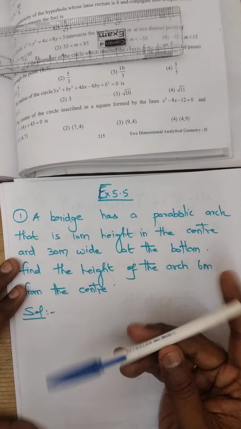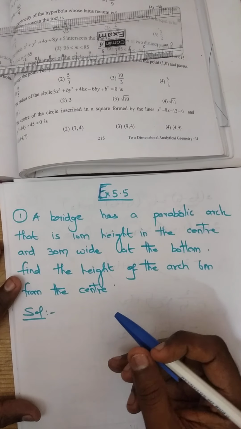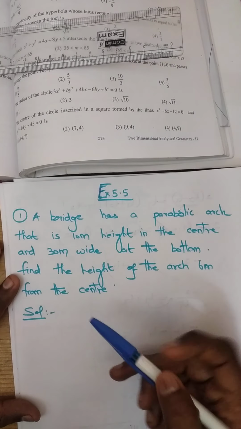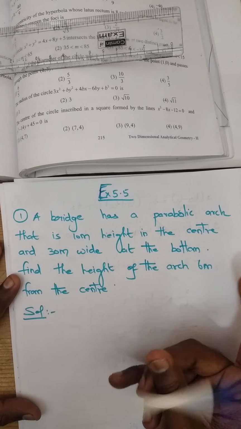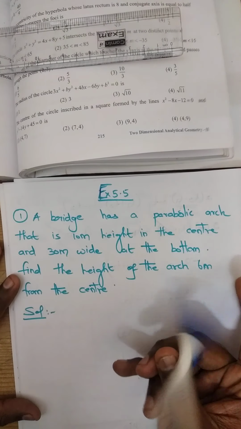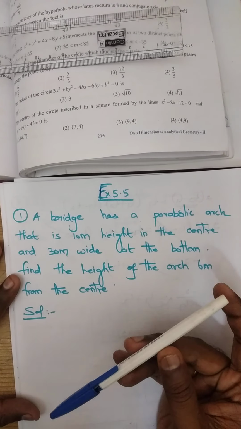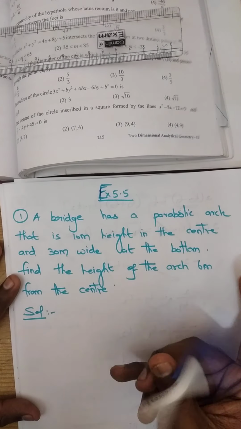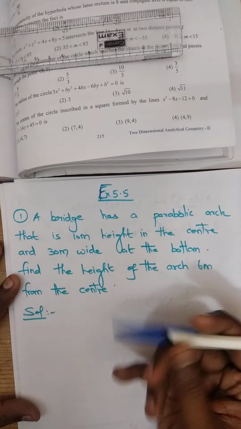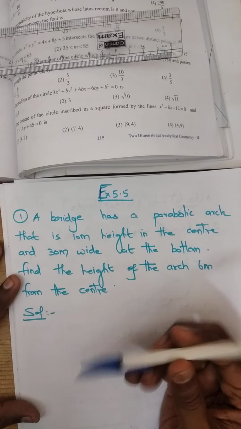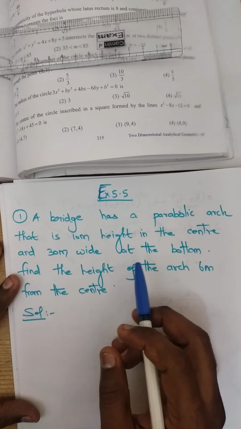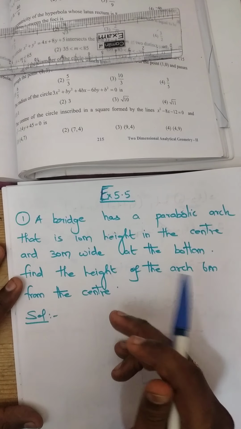If you read the 6 to 7 example sums, nearly 6 sums, and the 10 sums in the exercise, surely totally 16 to 17 sums, and if you write these 16 to 17 sums, you are surely going to get one 5 mark sum compulsorily in the public exam. So be well thorough in these 16 to 17 sums.